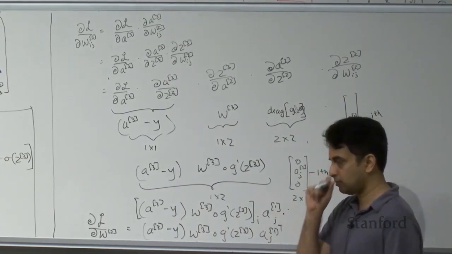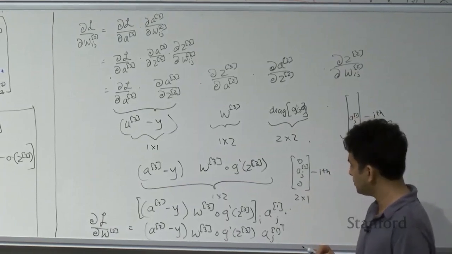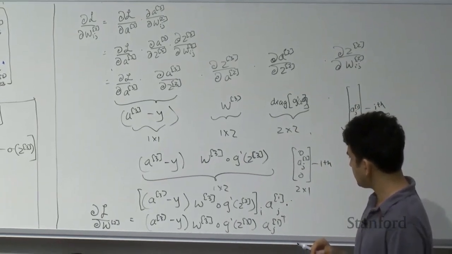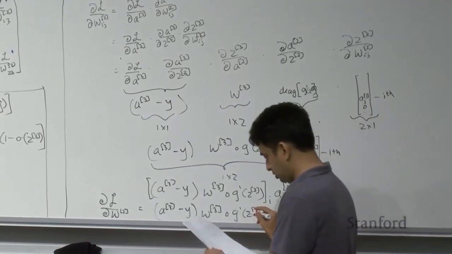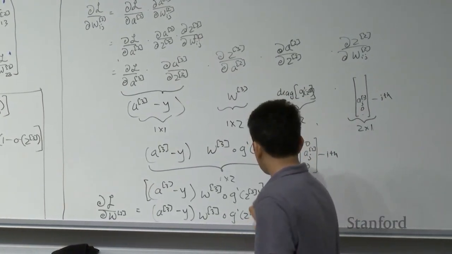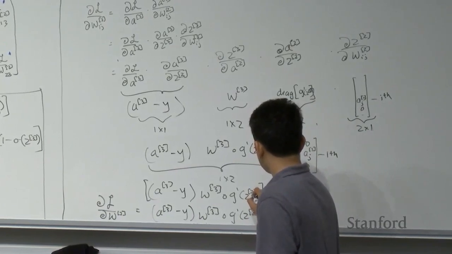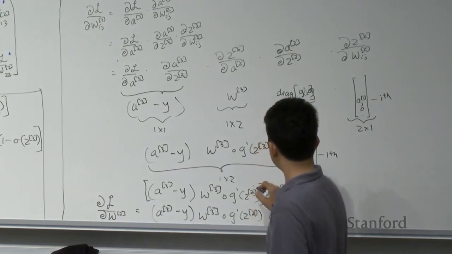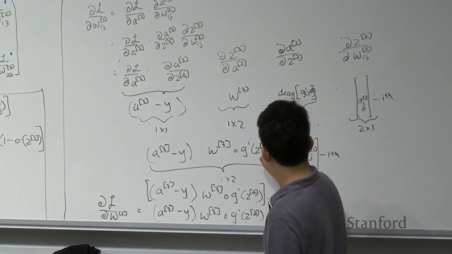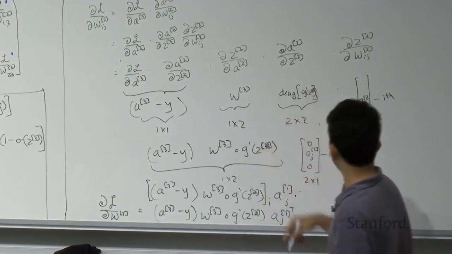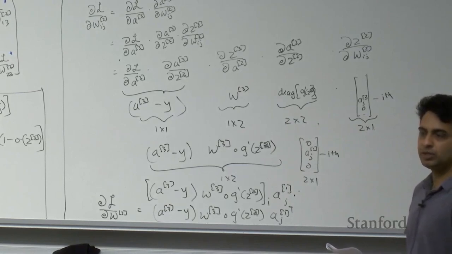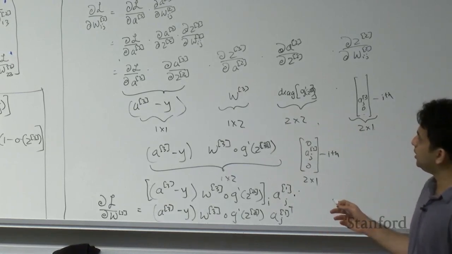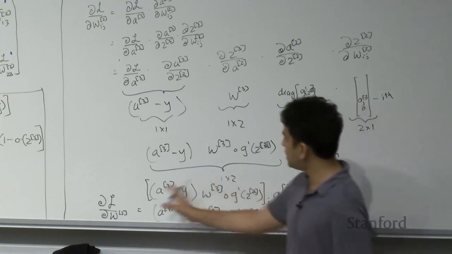In the final result, shouldn't it be g prime z2 instead of z3? Yeah, you're right, so this should be 2. Thank you. Yeah, it's a 2 over here. I made it a 3 over there. Right, so that's basically applying the chain rule to get the partial derivatives.